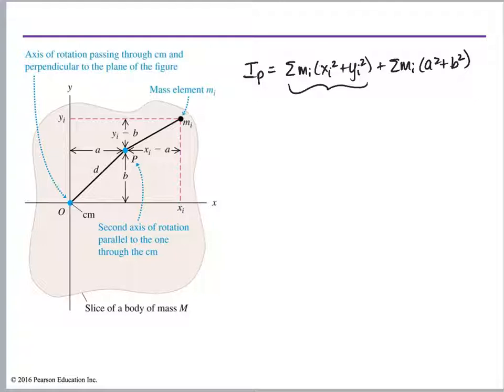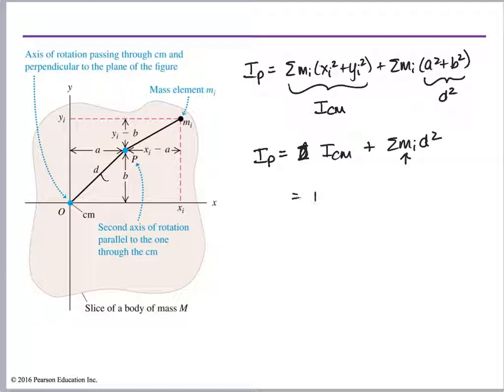Well, this term right here is just the moment of inertia about the center of mass. We had written that at the very beginning. And a squared plus b squared, if we look at our picture, is just equal to d squared. So we've actually gotten to the parallel axis theorem. And that's just big M, and so it's the moment of inertia about the center of mass plus big M d squared. And that is how you get the parallel axis theorem.